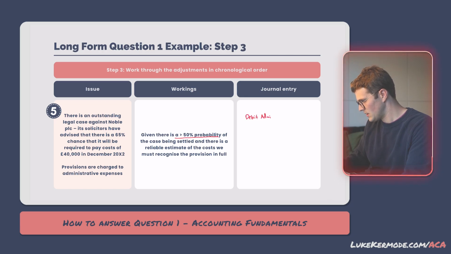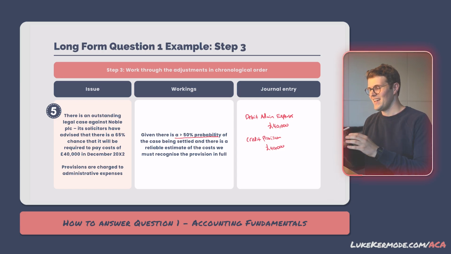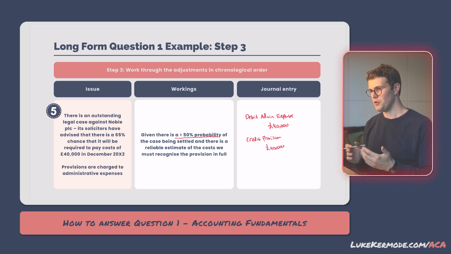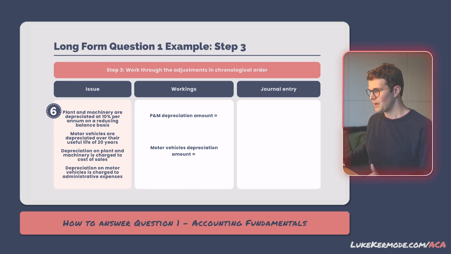administrative expenses by £40,000. This hits the income statement, and we need to credit provision £40,000. This shows up under current liabilities in the balance sheet, and this reflects the fact that the company expects to pay this cost in the future, even though it hasn't yet been crystallised. Provisions like this are common in financial statements, and being able to recognise them is a key ACA accounting fundamentals exam skill.